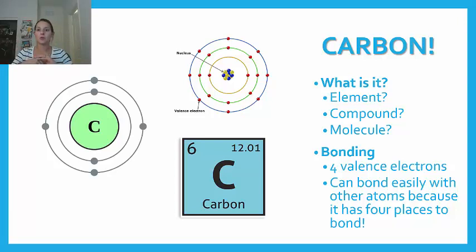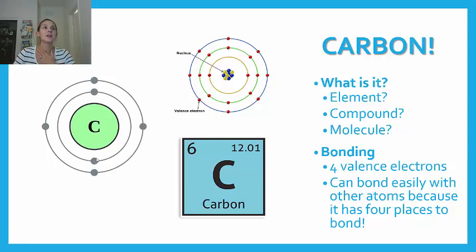Atom, compound, or molecule, which is it? Think about it for a second. If you said it's an atom or an element, you are correct. Remember, think about the periodic table of elements. It is an element on its own. It's not connected to itself. It's not connected to anything else. So just looking at a carbon atom, it is an atom or an element on its own.